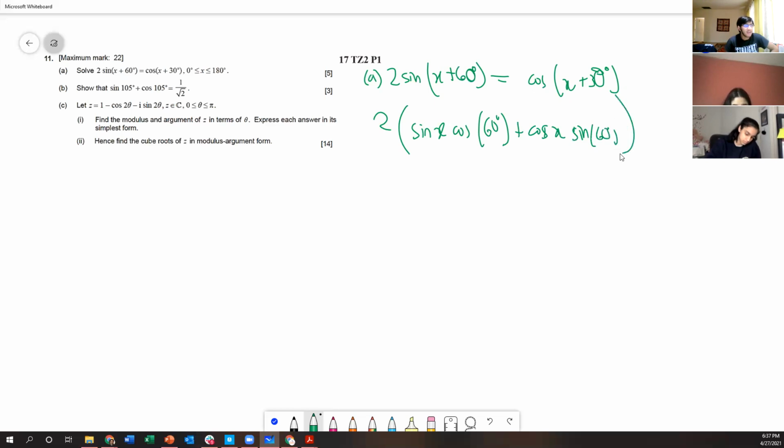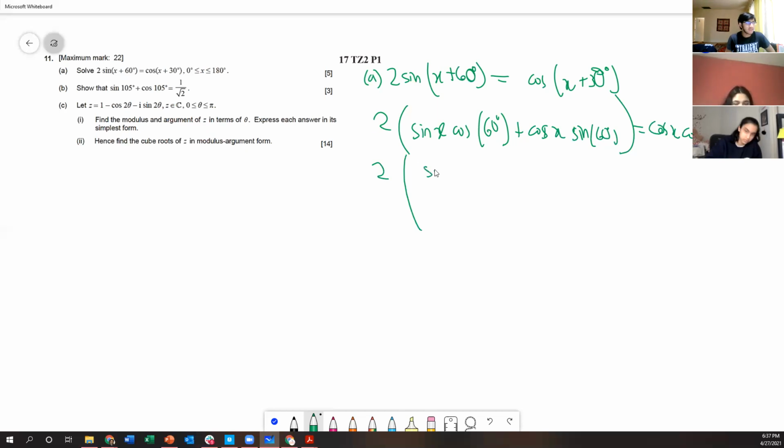And then on the right-hand side, we're going to have cos of alpha plus beta is equal to cos alpha cos beta minus sine alpha sine beta. So this will be cos x cos 30 degrees minus sine x sine 30 degrees. Okay? Now, some of these you can simplify. Do you know what cos of 60 degrees is? What is cos of 60? That's 1/2, right?